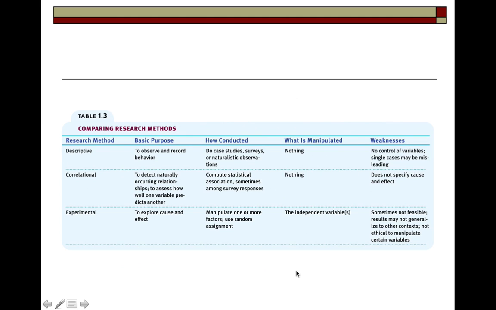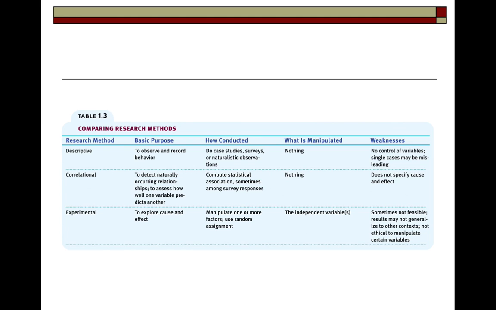When you look at the different research methods we've talked about, you have a descriptive type of method that includes case studies, surveys, and naturalistic observations. You can see on this slide, it talks about what its purpose is, which would be to observe and record behavior. But I like too that it talks about the weaknesses, because all of these research designs have strengths and weaknesses. The weaknesses of a descriptive method is that you can't control the variables, and that especially with case studies, single cases might be misleading.